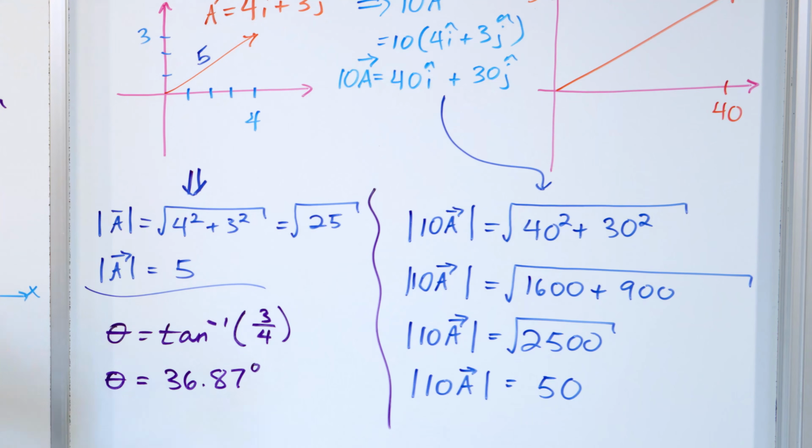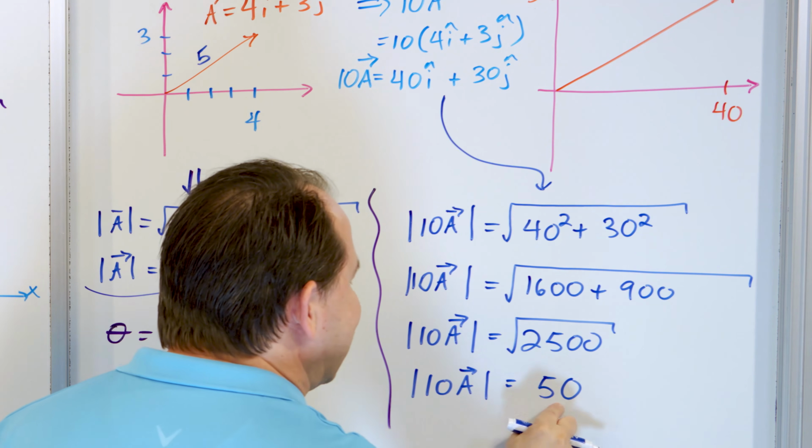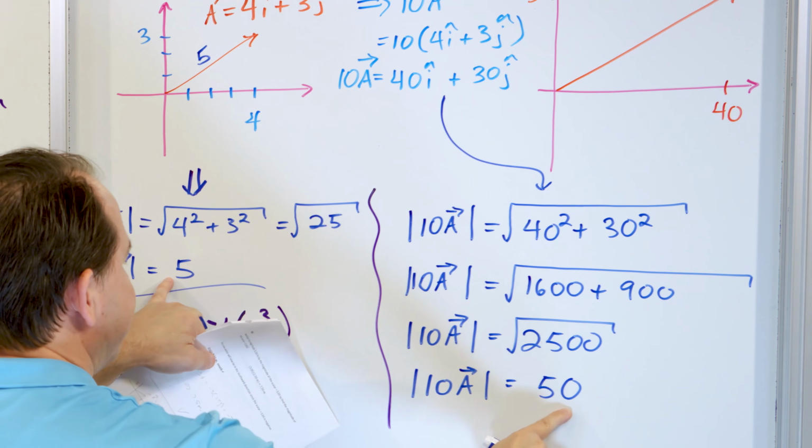So without looking at the angle at all, notice the original vector A had a length of 5, and the new vector has a length of 50. This is exactly 10 times the length.